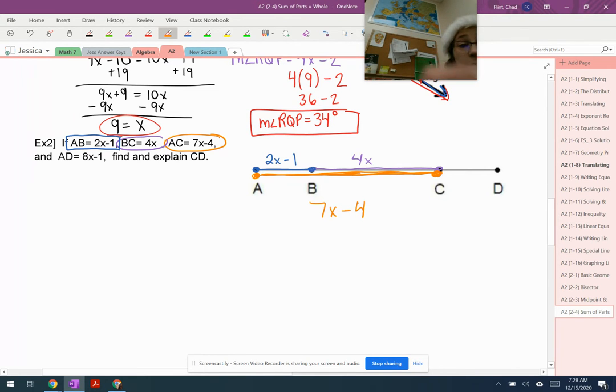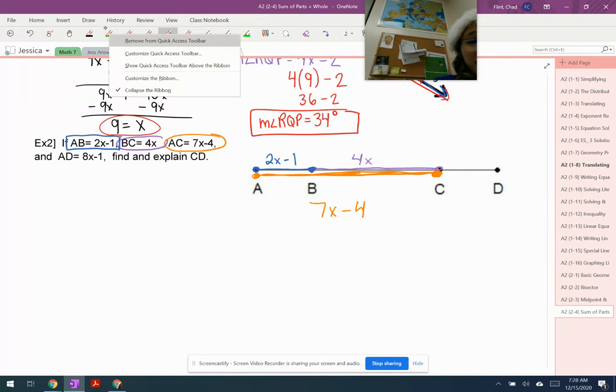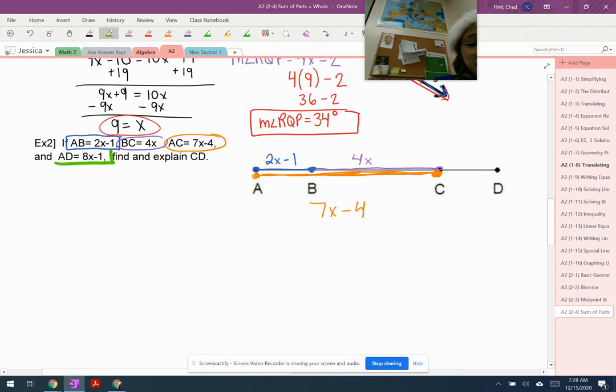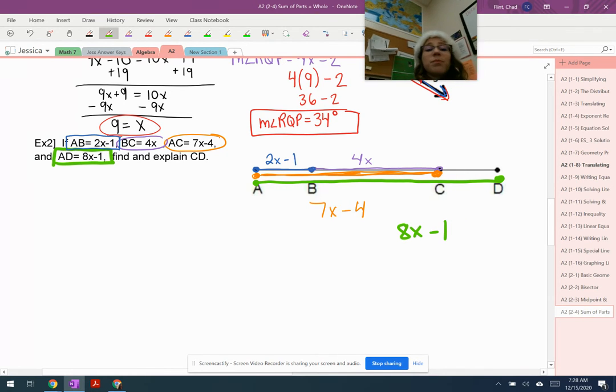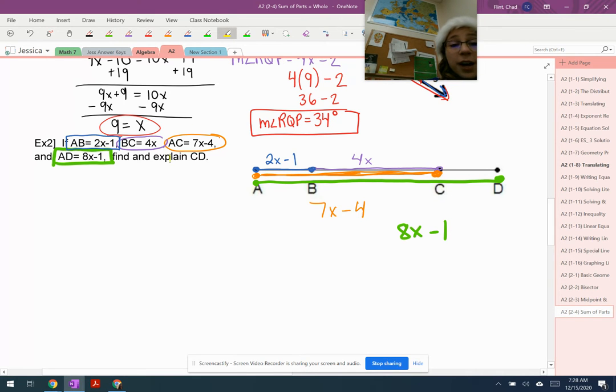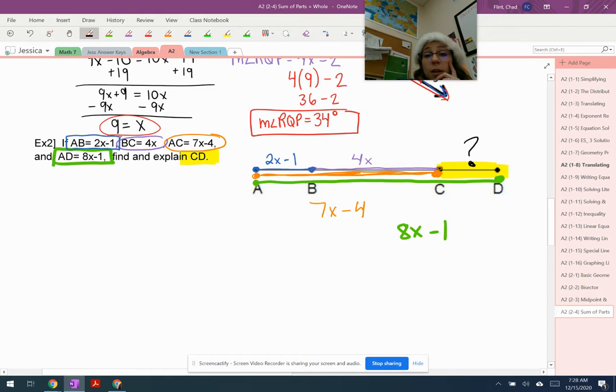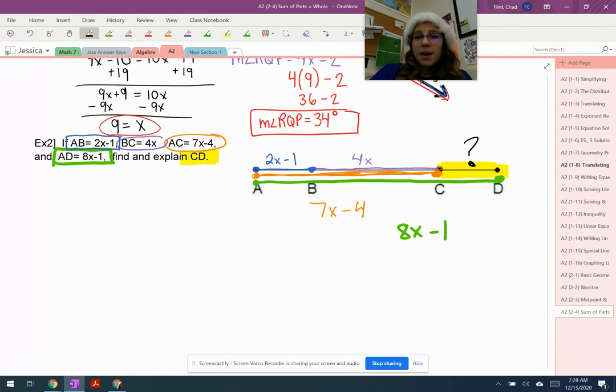Oh, there's a whole other piece too. I missed that last one. And last but not least, AD. That would be the entire expression, so A all the way to D would be 8x minus 1. They're asking me to find and explain CD, which is this part right here. That's the part I'm looking for. Okay. Whew. So again, putting the diagram together like that is half the battle most of the time.